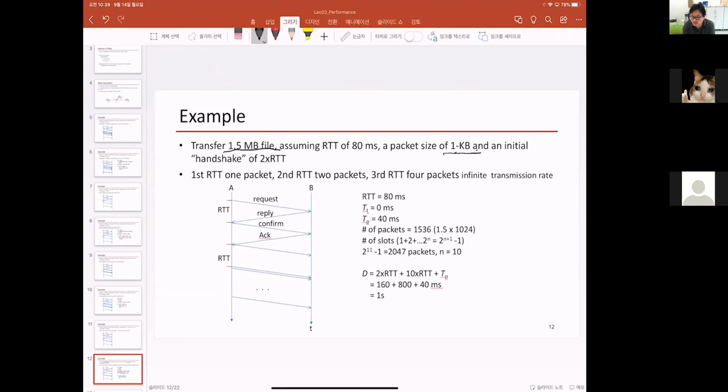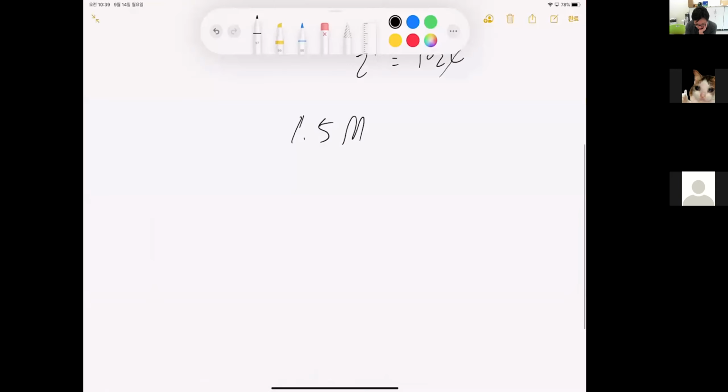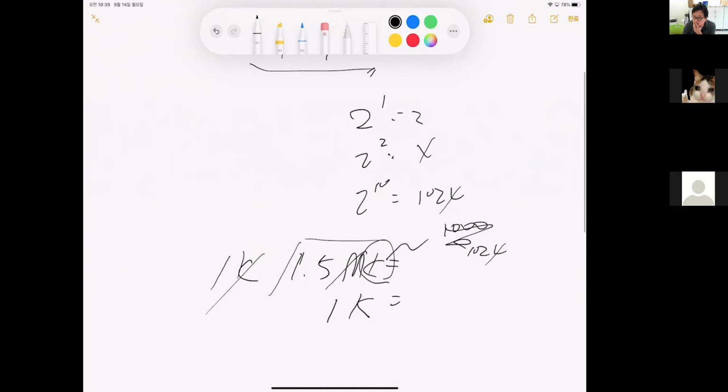Clear? No? Okay. So back to here. I have to send 1.5 M, and my size is 1K. Divide by 1K, the K is gone. Then it becomes K, right? So what this K means, rather than 1000, in computer science we are using 1024. Why? Because we are based on binary.